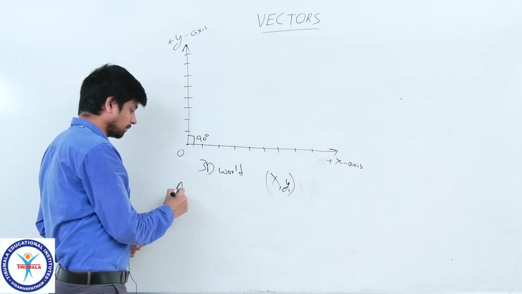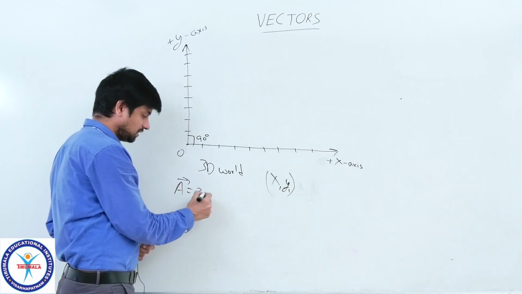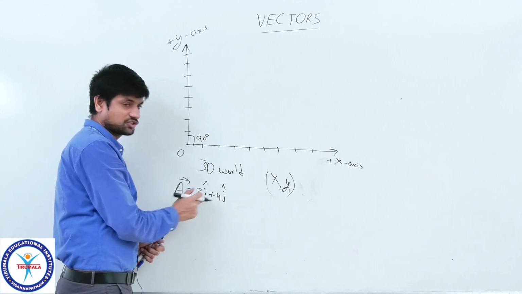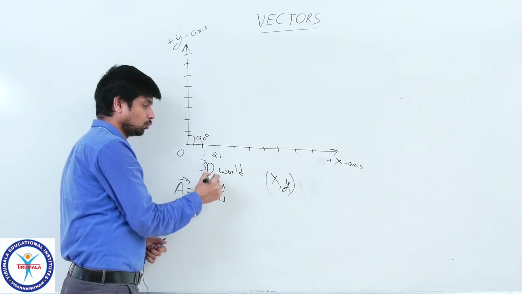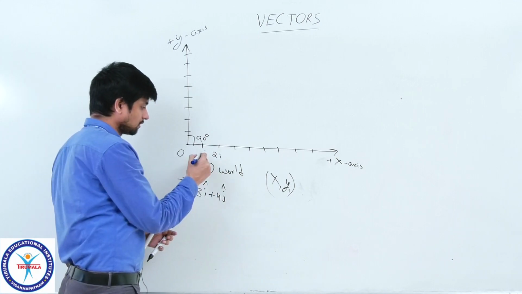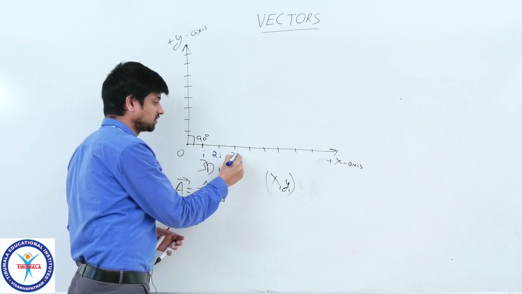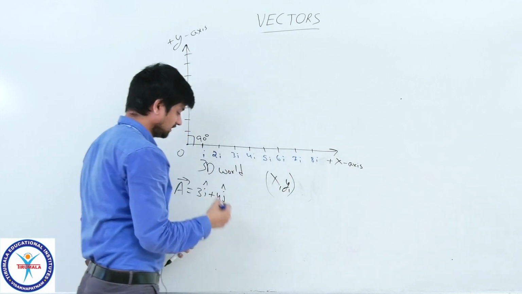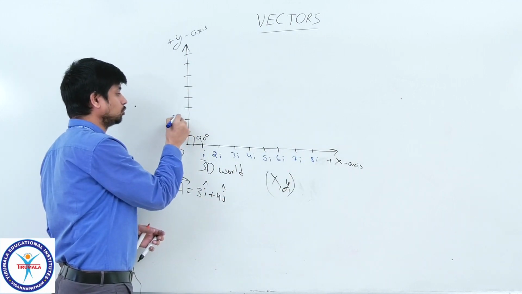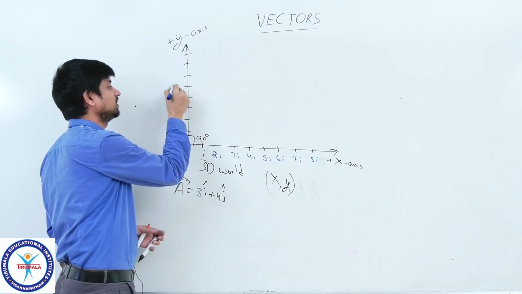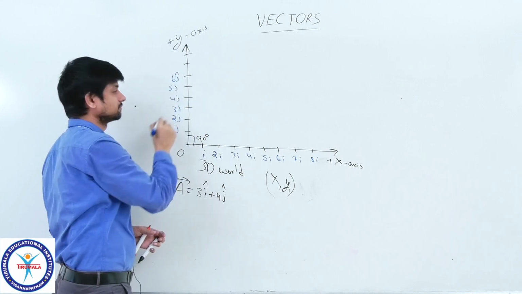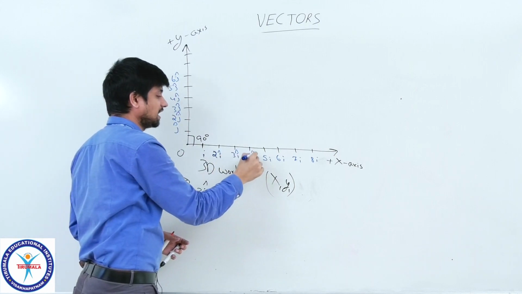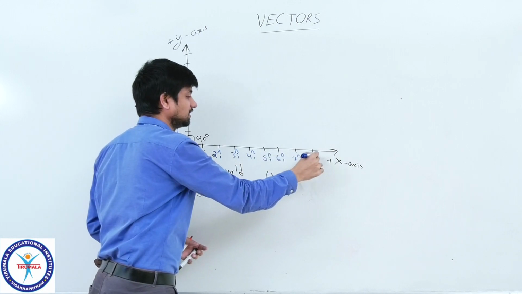Now, I said one vector A bar equal to 3i plus 4j. So where will it be, children? 3i, 4j. So 2i, 3i, 4i, 5i, 6i, 7i, 8i. In the same manner, j, 2j, 3j, 4j, 5j, 6j. Caps: unit vectors along the x-axis, unit vectors along the y-axis. Okay, children? Yes.